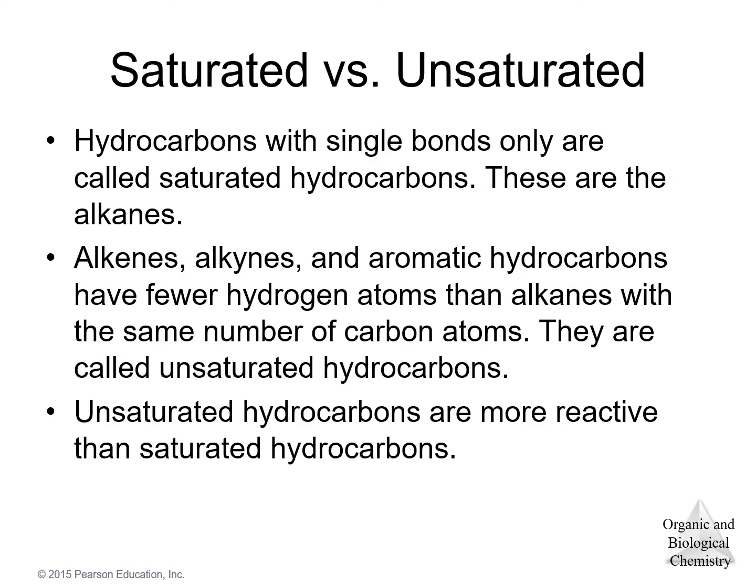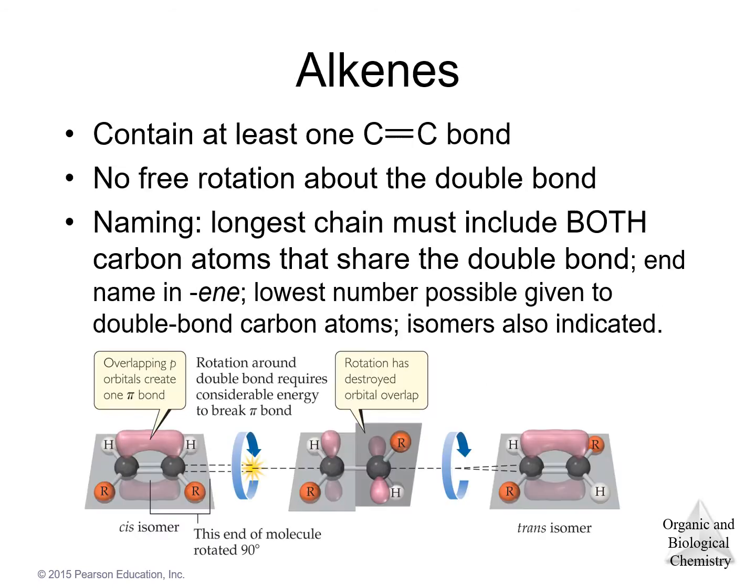Now, you can have saturated and unsaturated hydrocarbons. With the single bonds, they are called saturated. Alkenes, alkynes, and aromatic hydrocarbons have fewer hydrogens. They're called unsaturated. They are more reactive. Keep that in mind. They're more reactive.